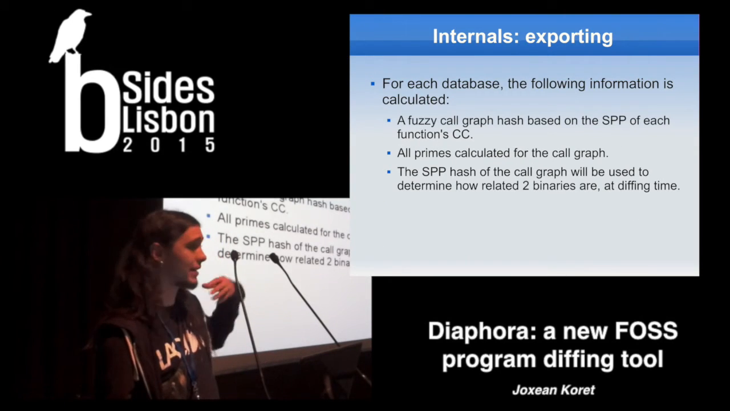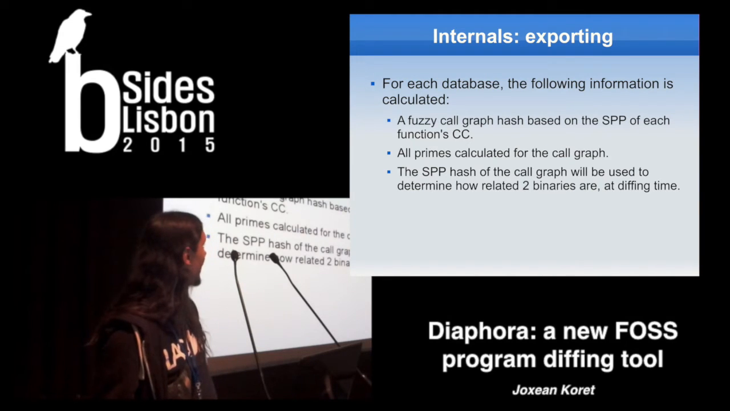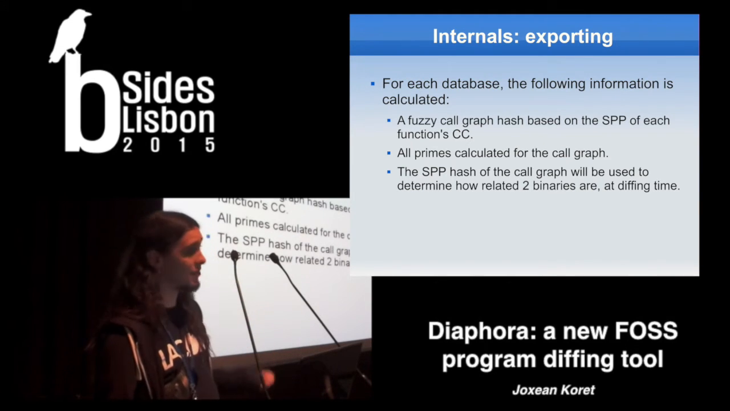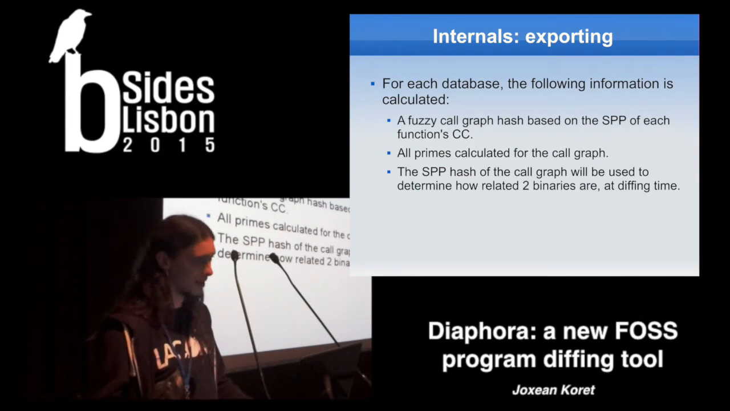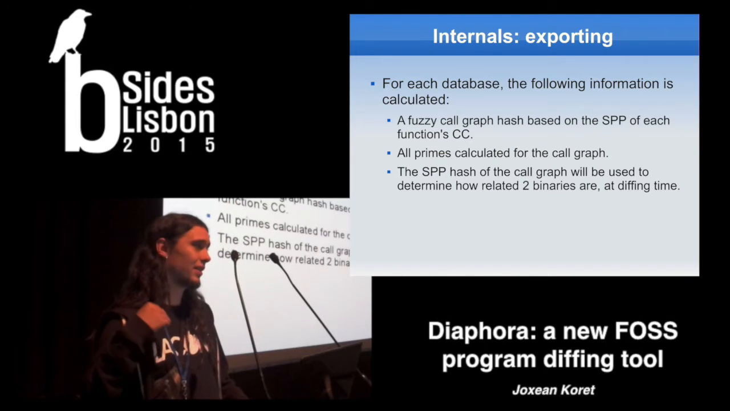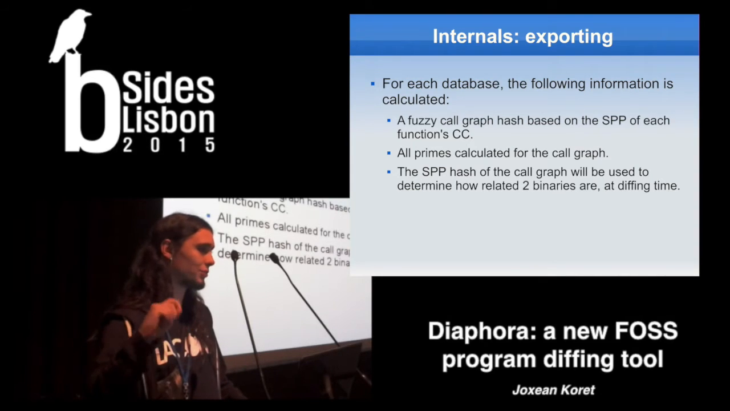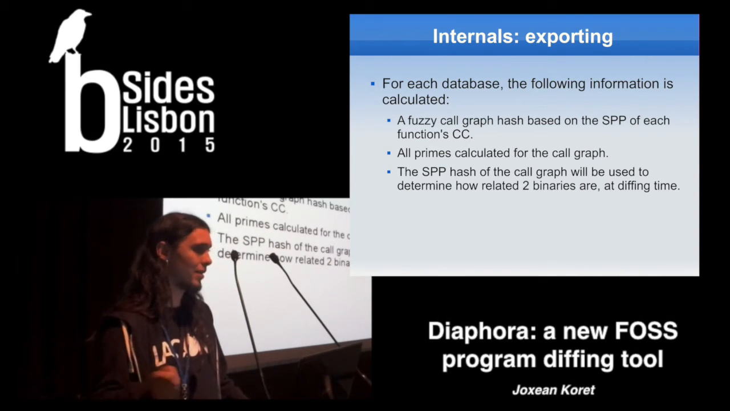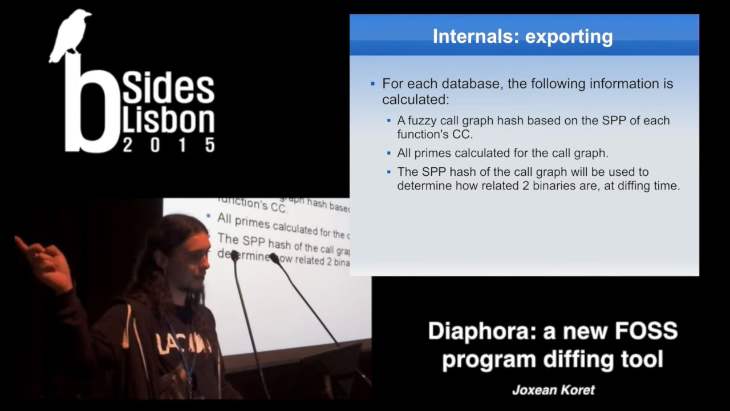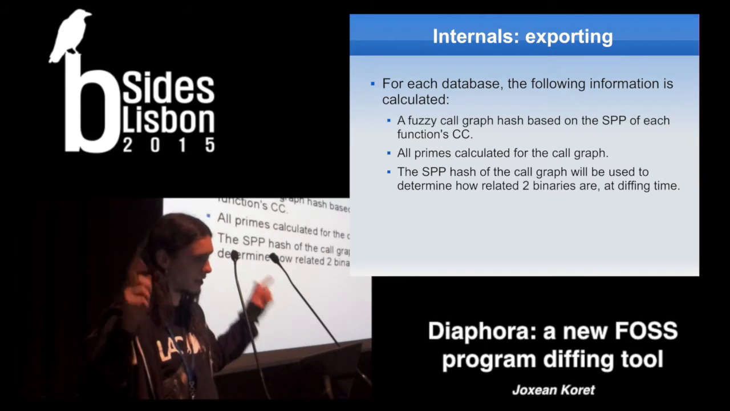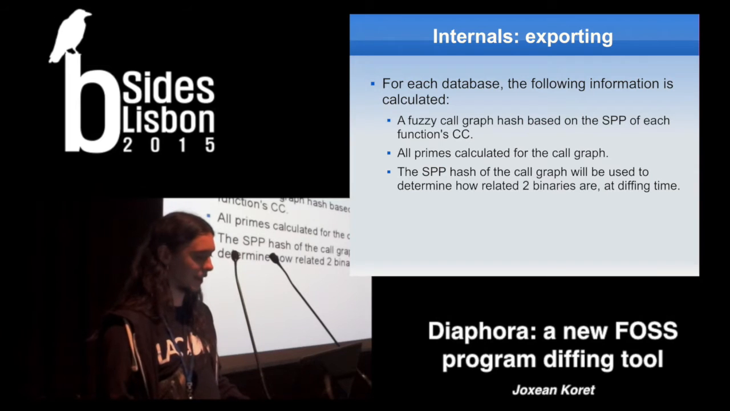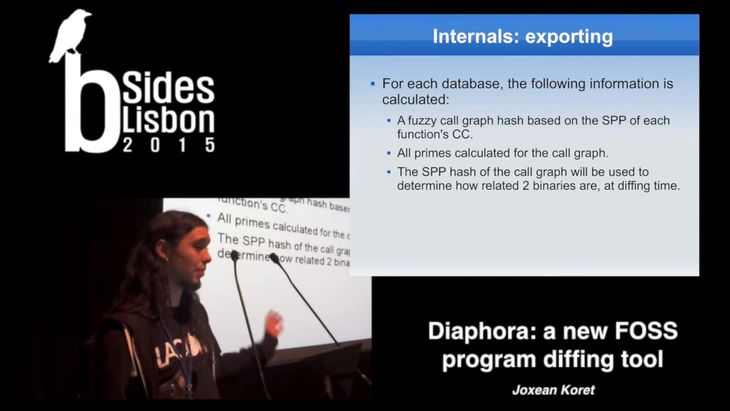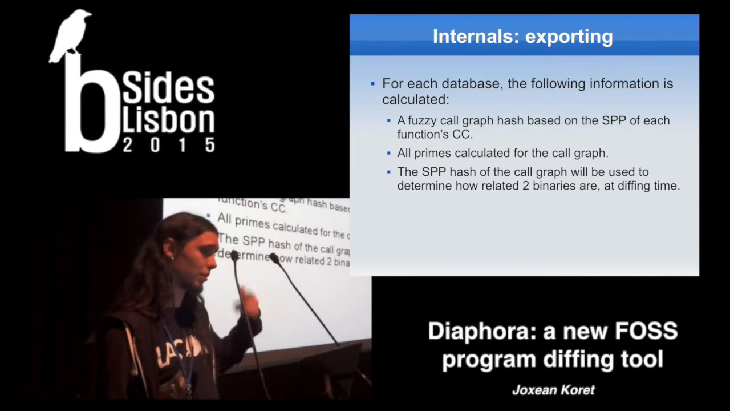Okay. Also, at the database level, not at function level, I also export the following. A fuzzy call graph hash based on the small primes product of each function's cyclomatic complexity. That's it. For the cyclomatic complexity of each function, I assign to the corresponding cyclomatic complexity a prime number. Then I multiply all the prime numbers of all functions, and I use it as a hash. This is the fuzzy call graph hash that I calculate. I also store all the primes that I used for the calculation, so I don't have to recompute them again.